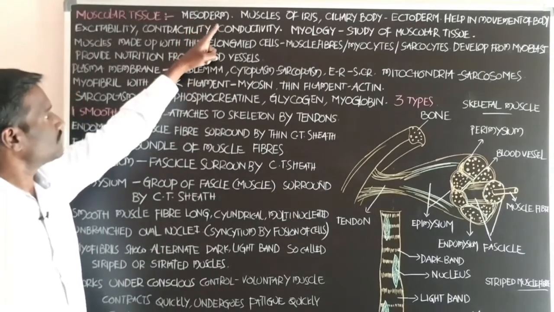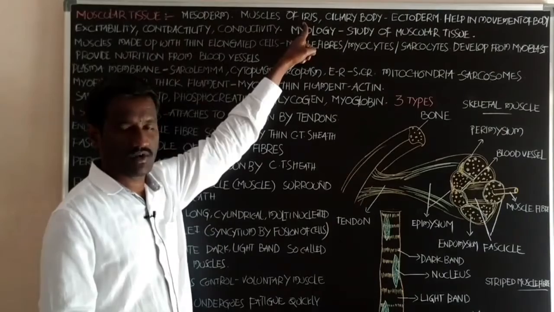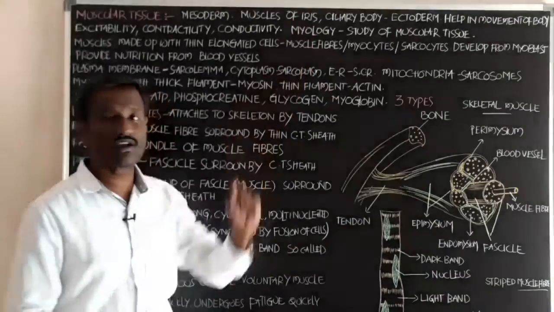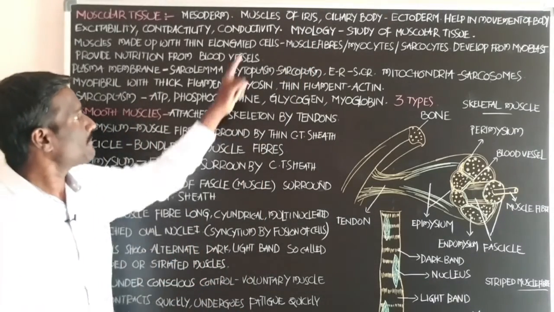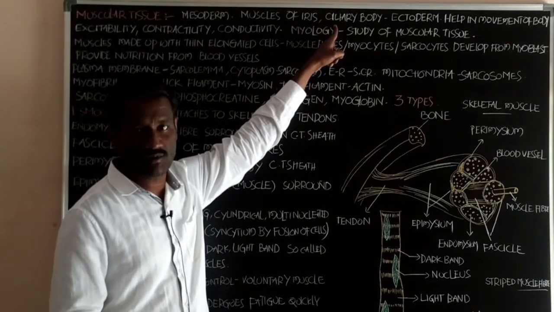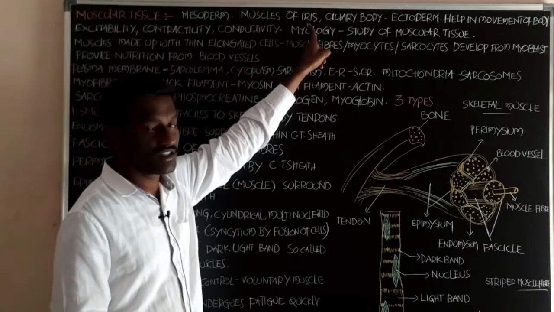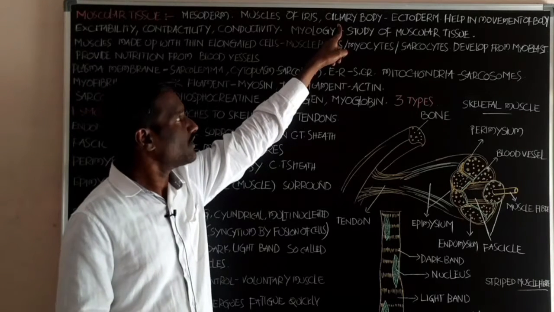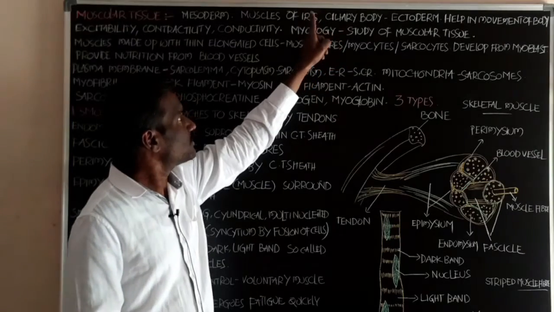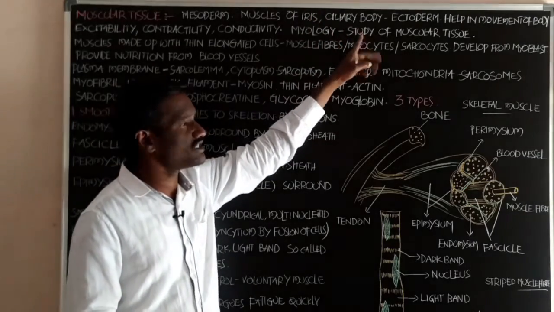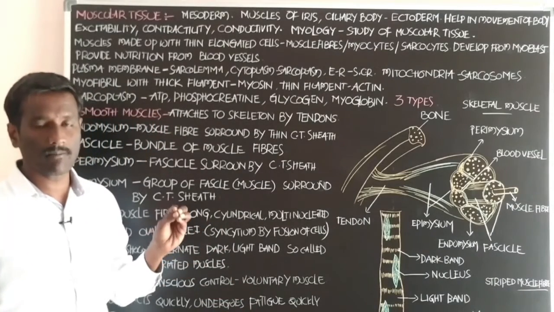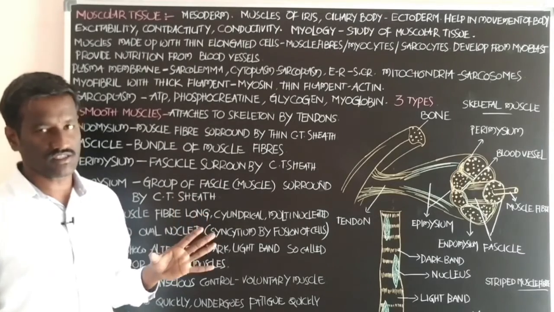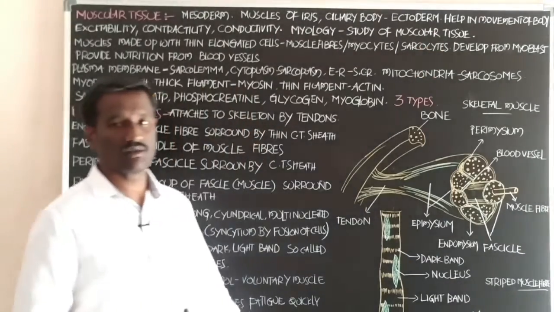Students, next, except the muscles of the iris and the ciliary body. These are the two parts related with the eye, a sense organ. The muscles present in these two originate from the ectoderm layer of the embryonic system.